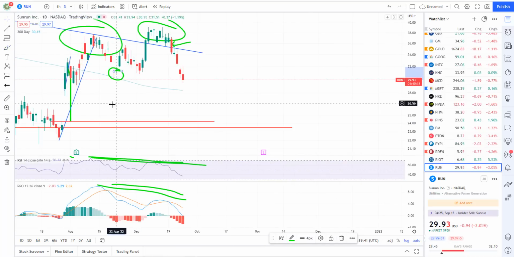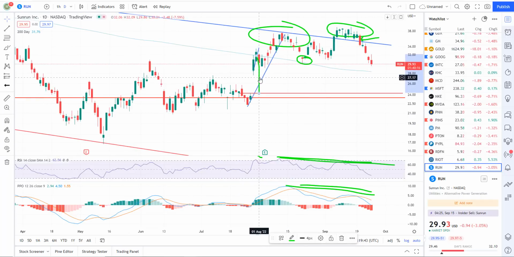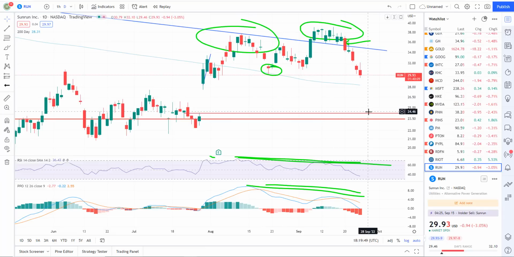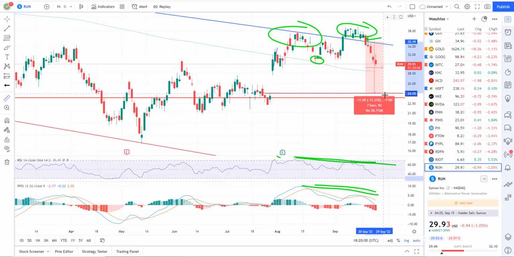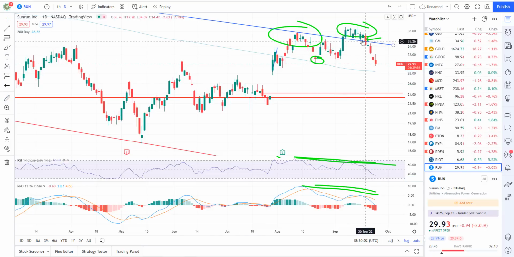There's a gap to fill right here on Run. You'll see it right, let me clear this up, right there at 24.30. So if we break the 200, probably going to have a swift drop down to that gap and fill that gap. For me, that's the trade as of right now. We'll cover the short trade right there on Run down there. And that would be a trade of about 30% in a matter of maybe a week and a half or so, depending on when we can get down there.